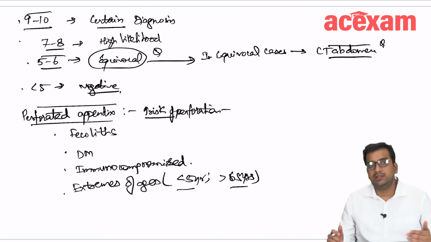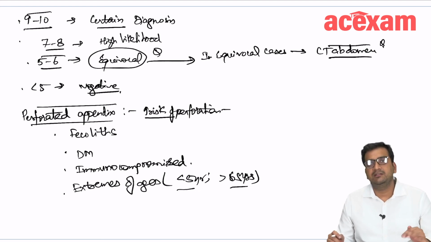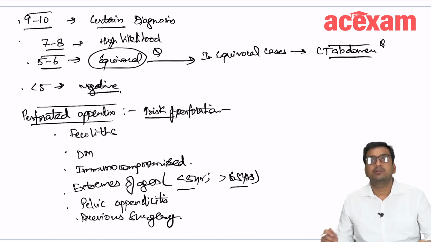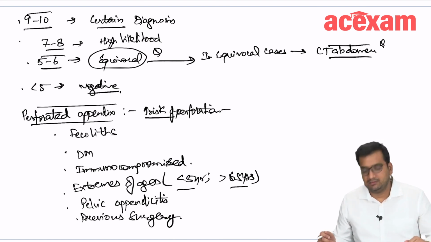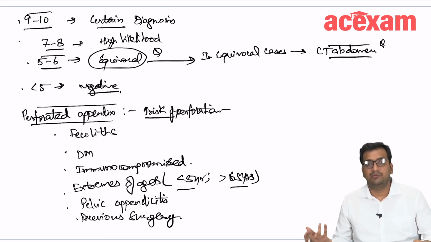And in patients with pelvic appendicitis, and if there is a history of any previous surgery. So if there is pelvic appendicitis and if there is any previous abdominal surgery, then it is difficult to elicit findings in these patients. So these all are the risk factors for increased risk of perforation.